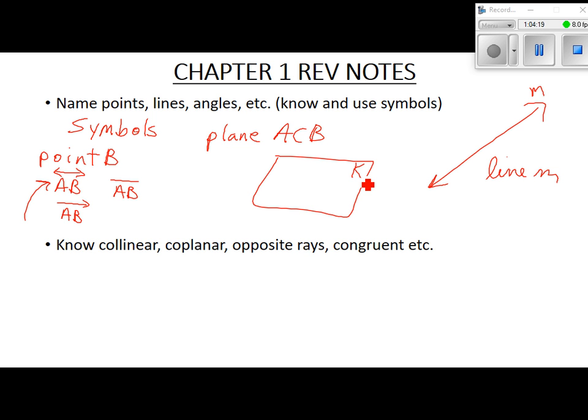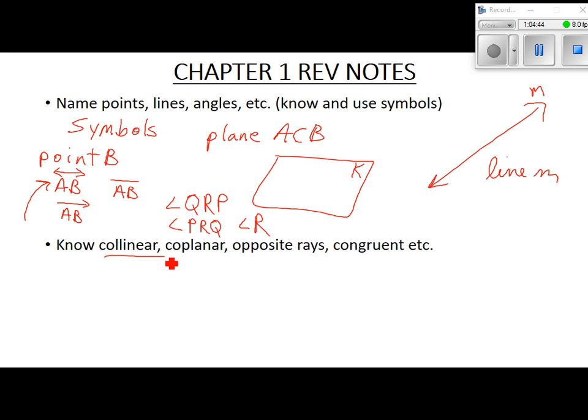Angles, how many letters to name an angle? 3. QRP is one way. What's another way that angle could be named? PRQ. And then let's say there's only 1 angle in the picture. What's the 3rd way that angle could be named? Angle R. And if they have to give us a number, we could name it with a number.